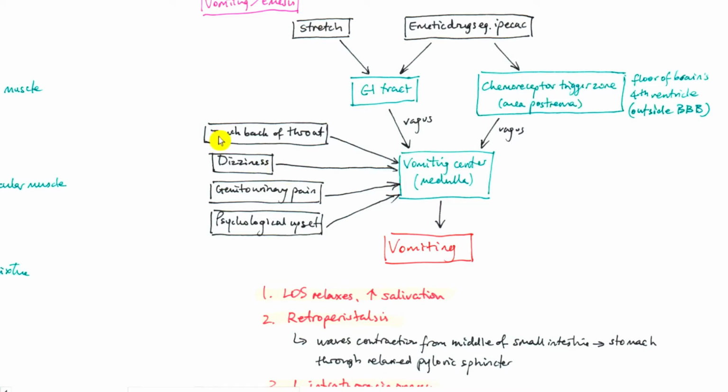Other things which can trigger vomiting are touching the back of the throat, dizziness, genitourinary pain, and psychological upset. This all acts on the vomiting centre in the brain, the medulla, and the GI tract and the chemoreceptor trigger zone also act on the medulla vomiting centre by the vagus nerve, and this all causes vomiting.